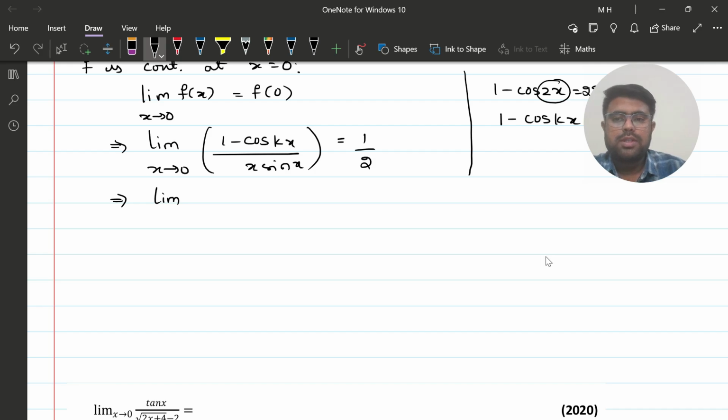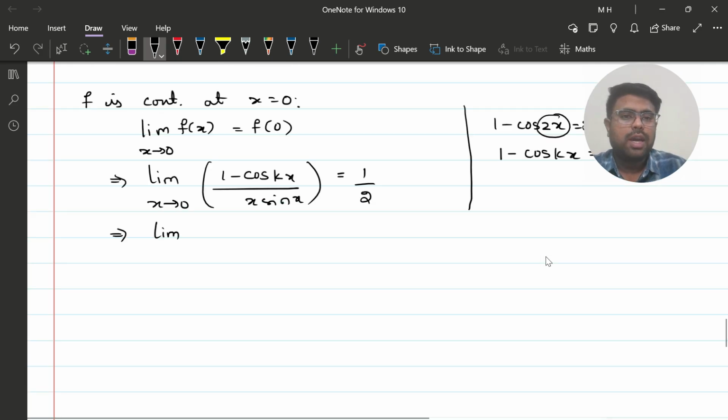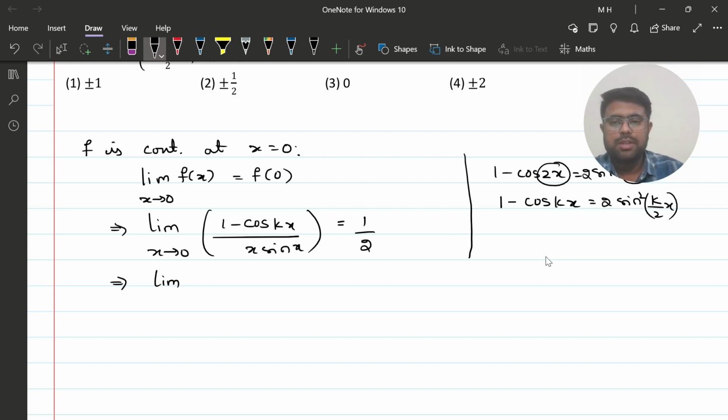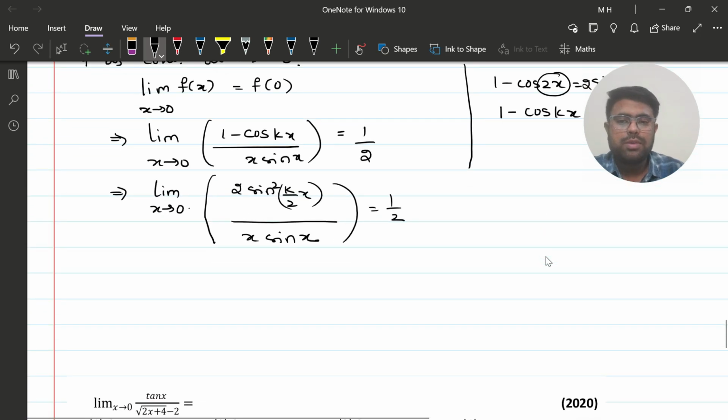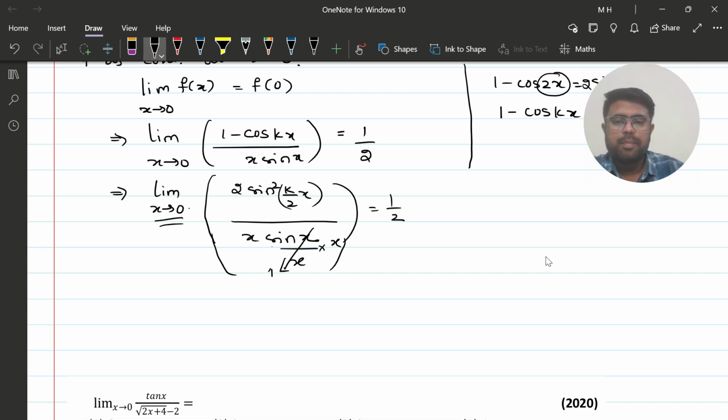Fine. I'll first use this and then we'll see if we can use the L'Hospital's rule. So it is going to be 2 sine square k by 2x, whole divided by x sine x, is equal to 1 by 2, the limit of this as x tends to 0. Now for this sin x, I will divide it by x and multiply it with x. Why? Because sin x by x as x tends to 0 is going to be 1. Fine. And I got x into x, which is x square here.